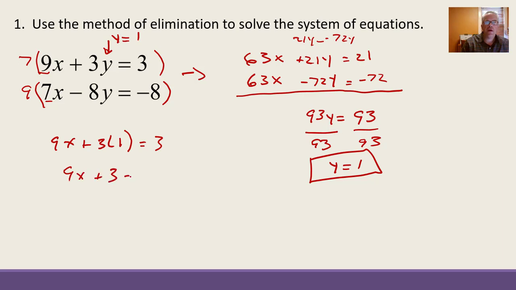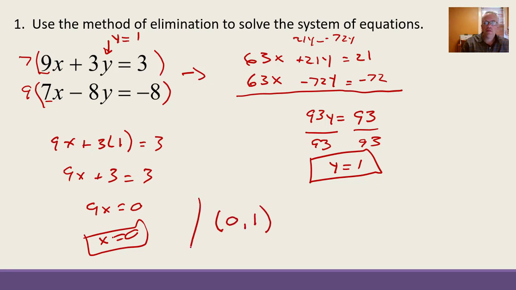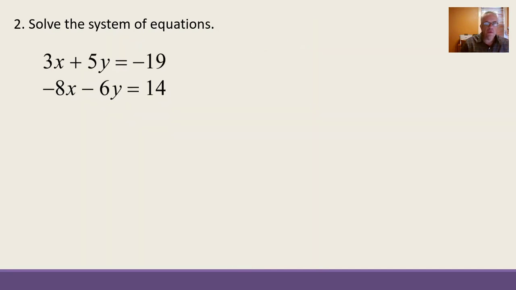I'm going to simplify it. I'm going to subtract 3 from both sides. You get 9x equals 0. Then I'm going to divide by 9. You get x equals 0. Those are the two coordinates of our point. So our solution is the ordered pair 0, 1. That's the final answer. And if you're not sure, you can always go back, put it into the equations, and make sure it works. All right, let's do another example.